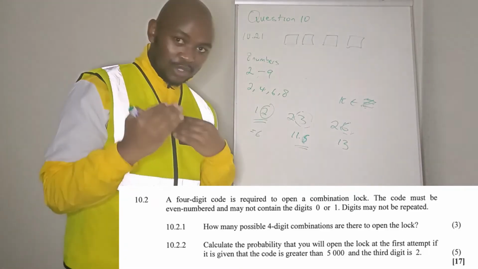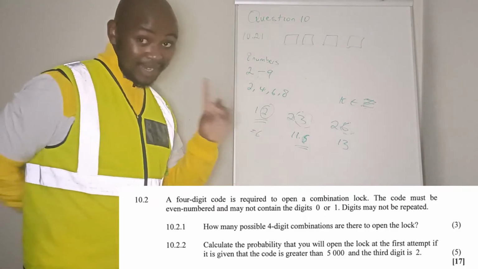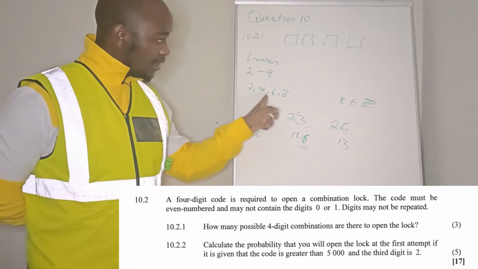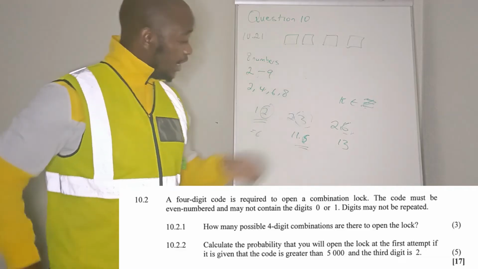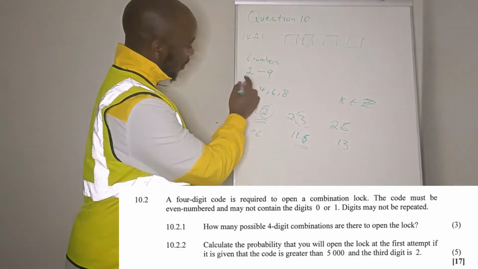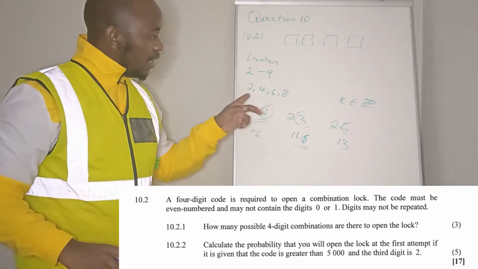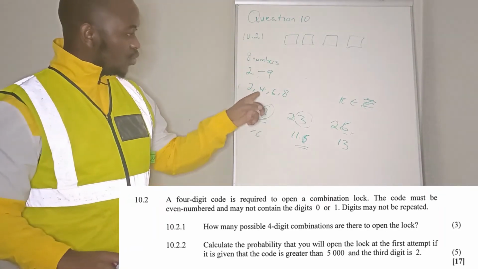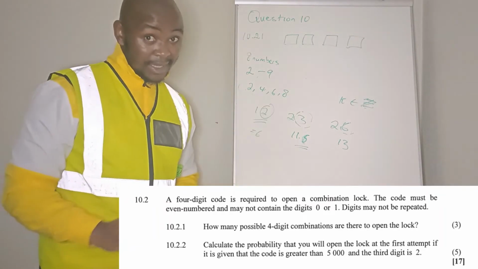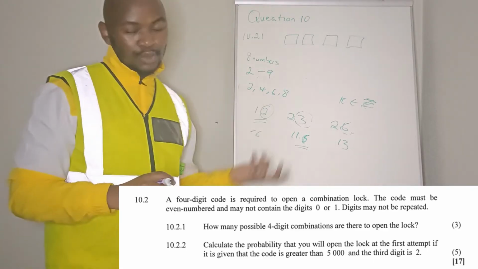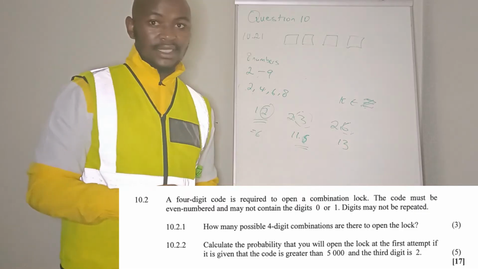So I want you to understand that if we have any number that ends with these digits in here, we can also include 0, but for this case we're not allowed to put in 0. So if any number ends with the 2, 4, 6, or 8, that number is an even number. And I made an example with simple numbers here, 12, 23, and 26.